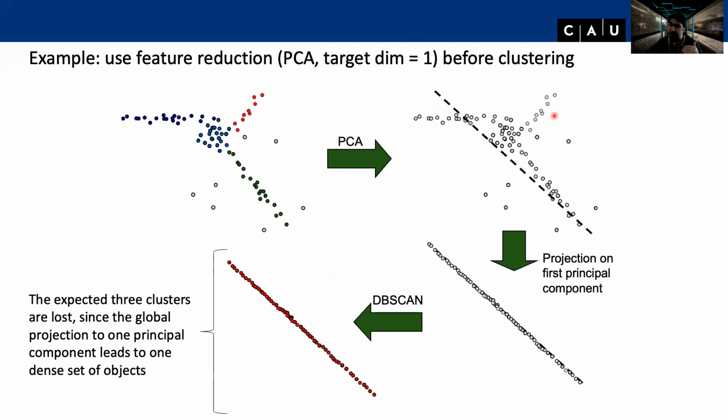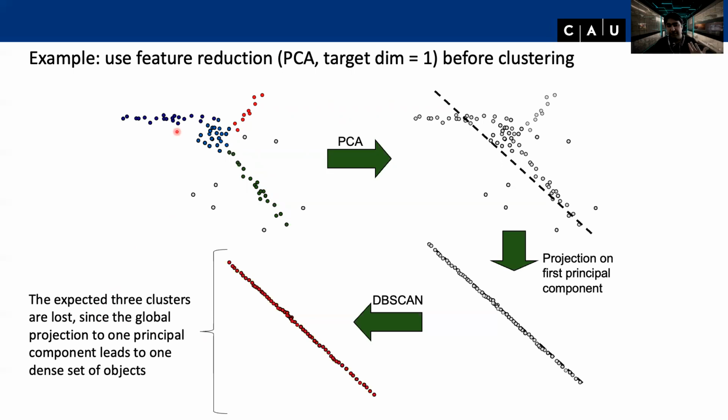So all of these objects are projected down to that particular line, to this principal component. And then we say, okay, let's do some clustering, for instance DBSCAN, so density-based. And ouch, you see, this is not something which you are aiming for. The expected 3 clusters that we had beforehand are completely lost. This information is lost by using first PCA, a global approach, and then applying clustering.